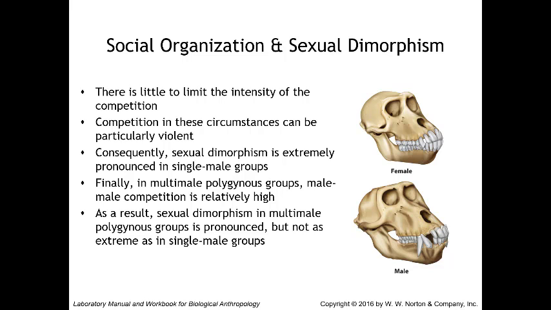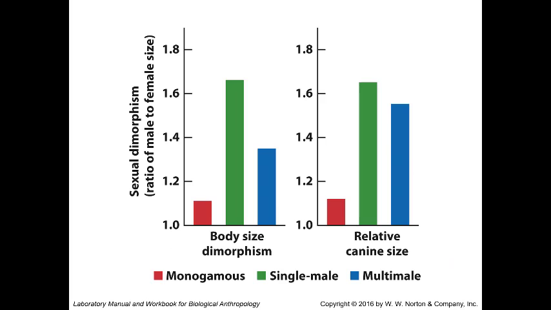Therefore, when we understand the relationship between sexual dimorphism and social organization, we can then use the degree of sexual dimorphism present in a population to hypothesize about and infer the likely social organization of the group. Right? And the last thing I want you to look at is this graph, right?